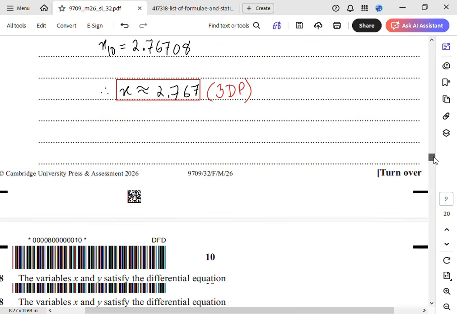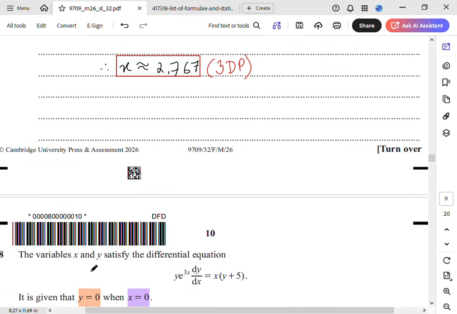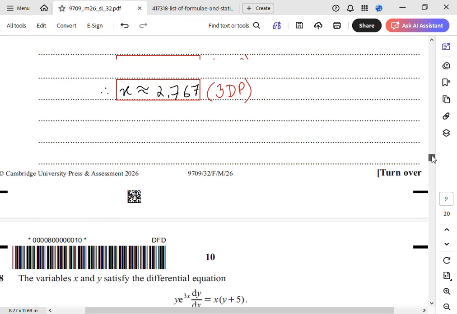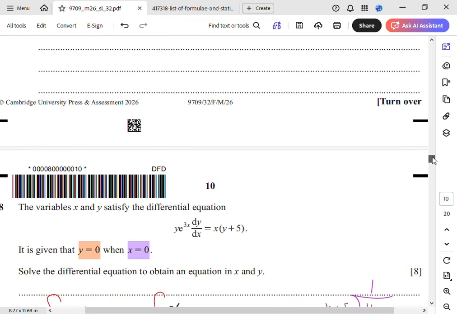Moving to the next question, it says that the variables x and y satisfy the differential equation y e to the power 3x dy by dx equals y times x plus 5, right? It is given that y is equal to 0 when x is equal to 0, so this is an initial condition. You could use that to find the arbitrary constant, right? So how do I solve this differential equation? I'm going to separate the variables.